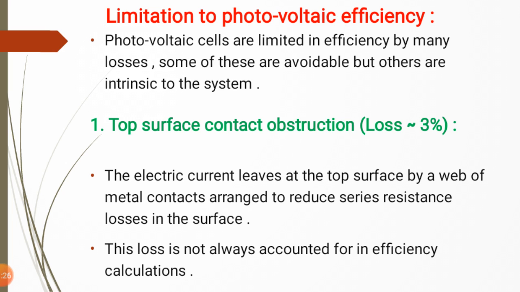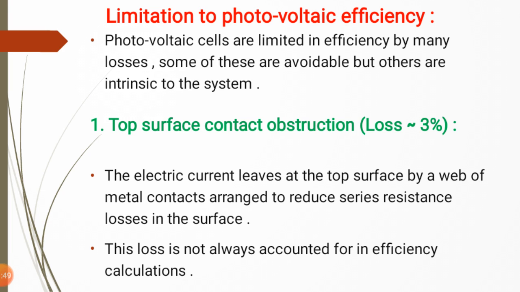Nowadays the solar cell is constructed with the help of different techniques, that means the thin film techniques. These thin film techniques help us to reduce the different types of losses, but still there are some losses in the solar cell which affect the efficiency of the solar cell. So let's see the limitation to the photovoltaic efficiency.